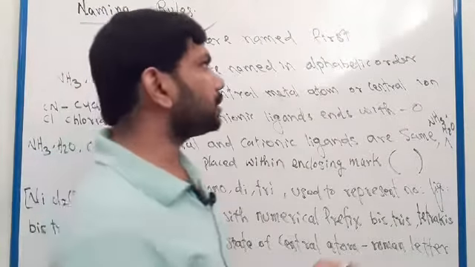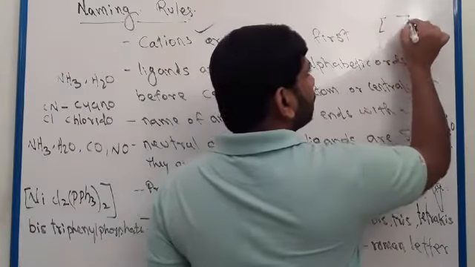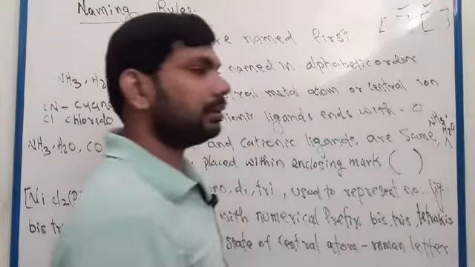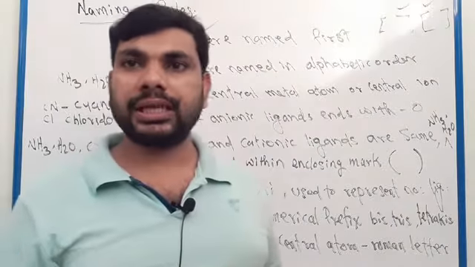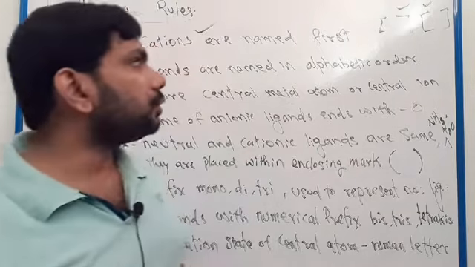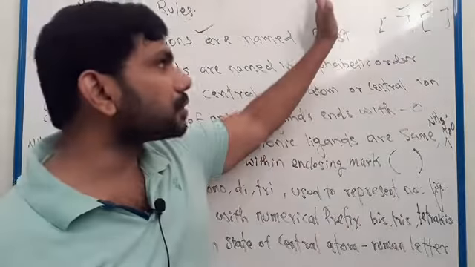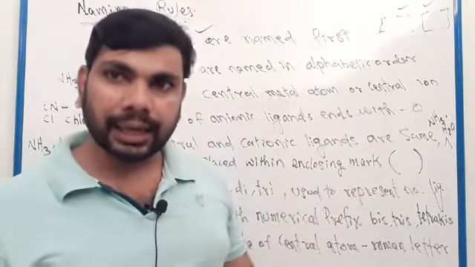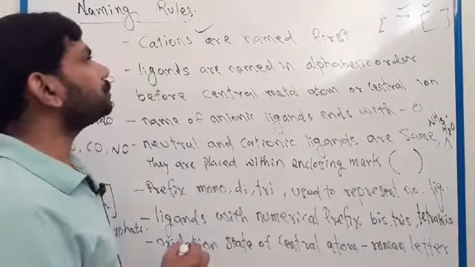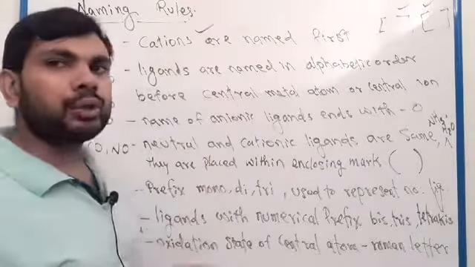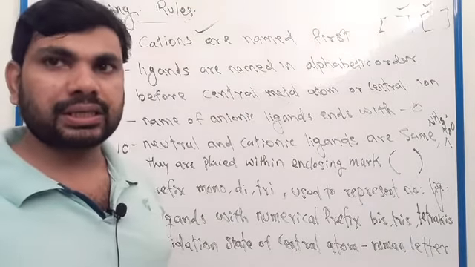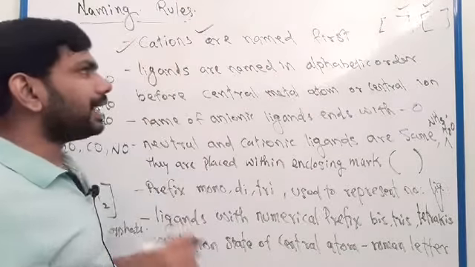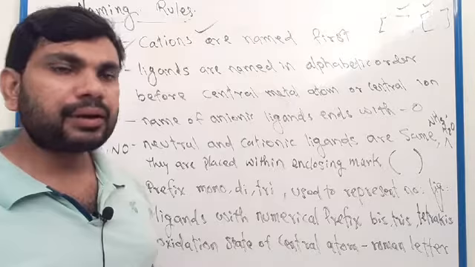Okay, sometimes you have a coordination compound with two coordination entities, or a coordination compound with a positive part and a negative part, a cation part and an anion part. So you have to name the cation part first. Okay, so this is the first rule: the cation part we have to name first.